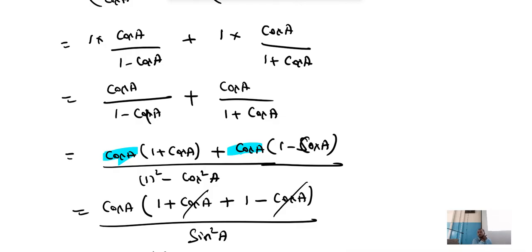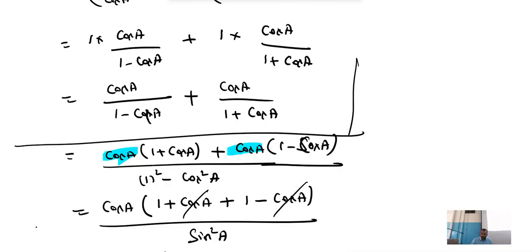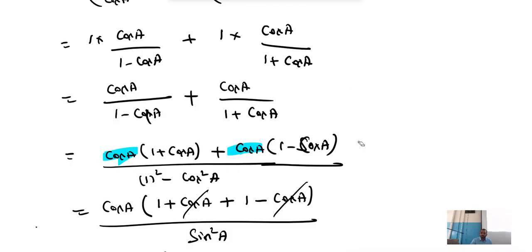Look at this step. See, look at here this step. From here, what is the LCM? 1 minus cos A into 1 plus cos A. A plus B into A minus B. A square, that is 1 minus cos square A is the LCM. Correct? 1 minus cos square A is the LCM. Correct me, Kevita.